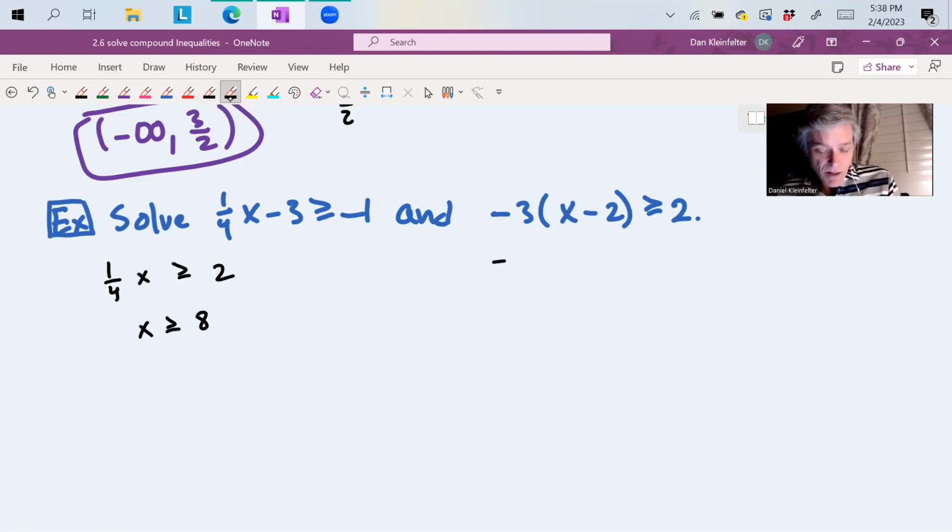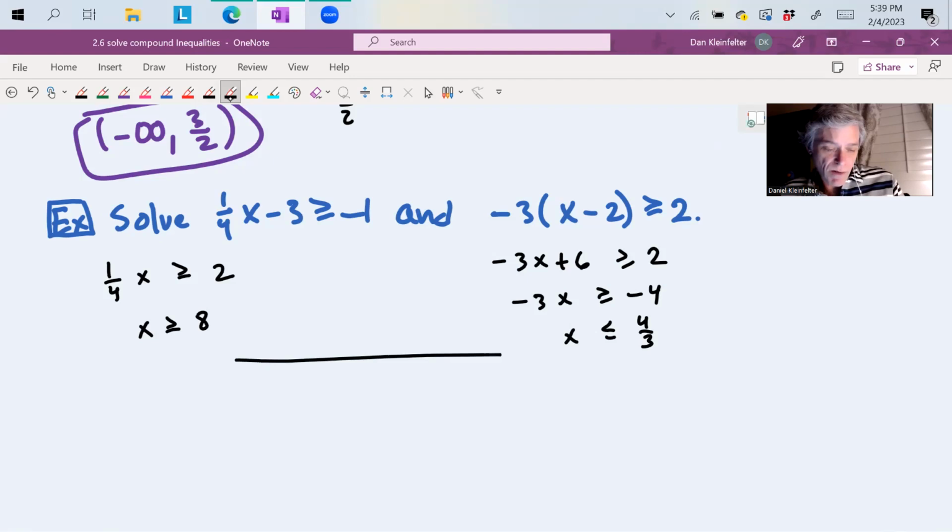Distributing the -3 here, we'll have -3x plus 6 is greater than or equal to 2. Subtract 6 from both sides, we'll have -3x is greater than or equal to -4. Then we're going to divide through by -3. And as you remember, when we're dividing through by a negative, the direction on the inequality sign is going to change. So that'll be x is less than or equal to 4/3.